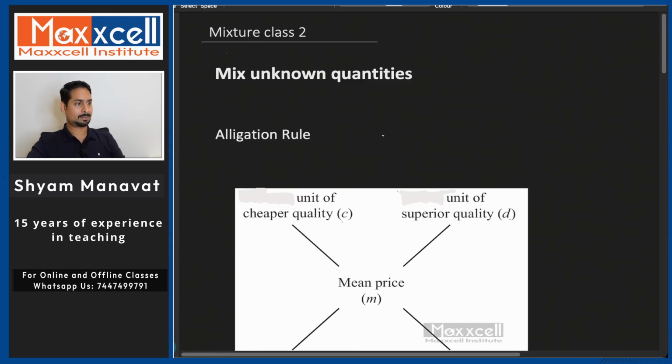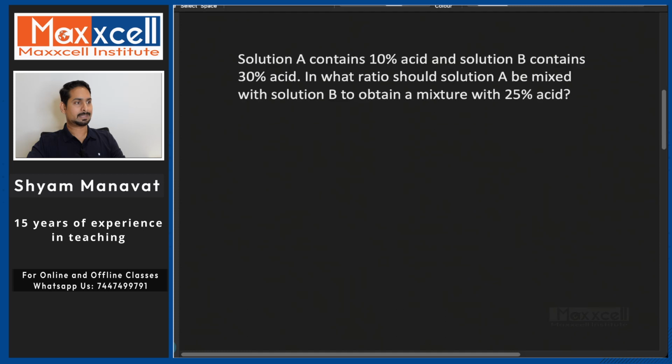Let's take one example. Solution A contained 10% of acid and solution B contained 30% of acid. In what ratio should solution A be mixed with solution B to obtain 25% of acid? So how are you going to handle this? One is by assuming variables, but that will be the longer method. So let me show you that method also.